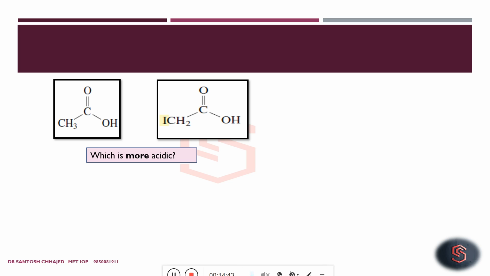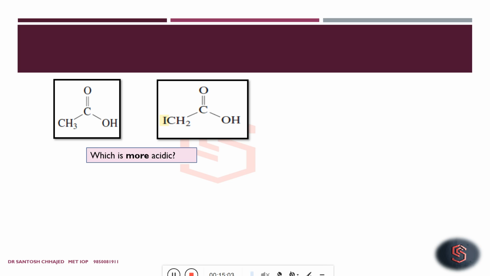Now by using inductive effect, we will try to solve this. There are two acids, that is acetic acid and monoiodoacetic acid. The difference in these two is only a matter of iodine, which I mark with the help of yellow color. Now we have to compare which one is more acidic.